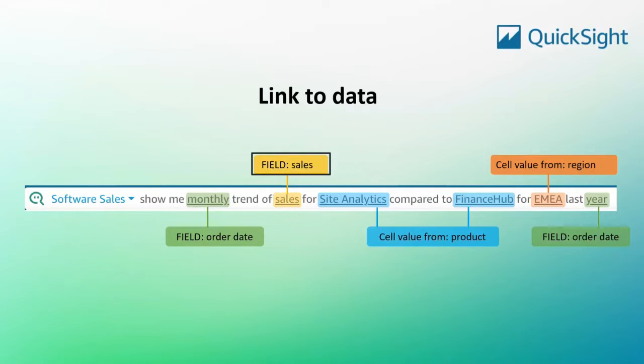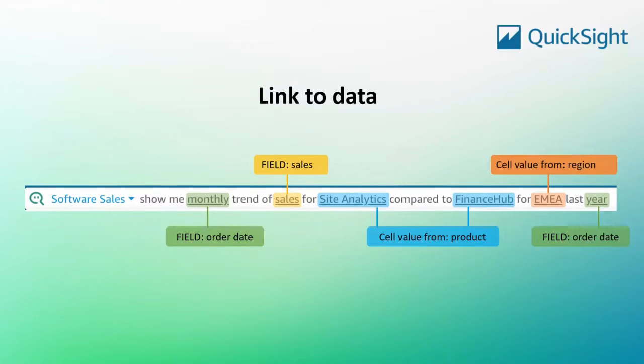And sales is a field that is already available. It is linking that to the sales field. And site analytics and finance hub are two different products, taken from the cell value of a field called product. And finally, EMEA is another value from a field called region.